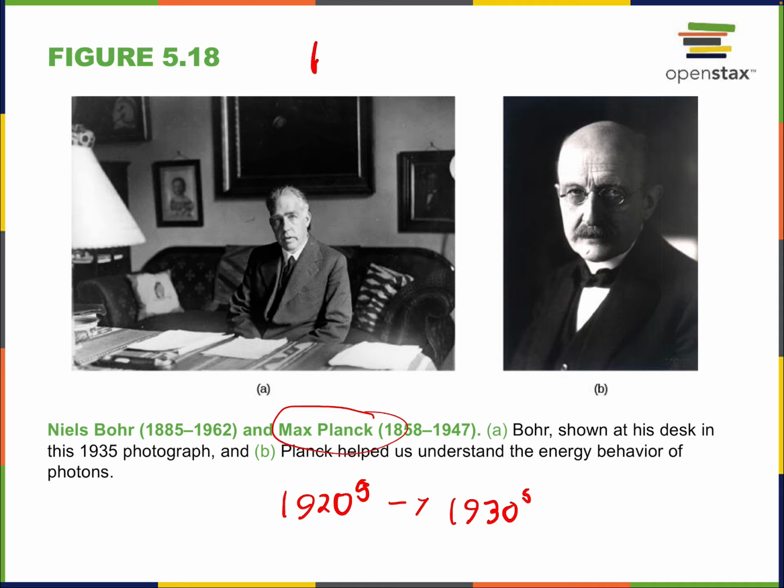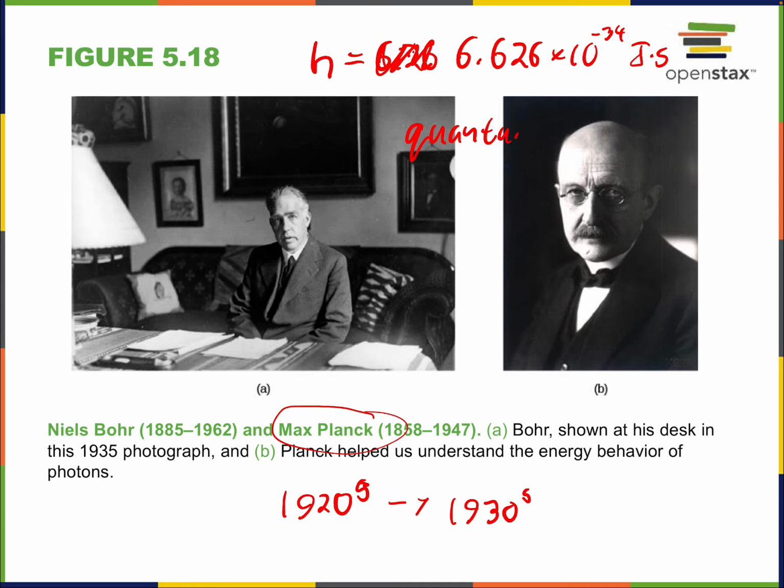And he came up with something called Planck's constant, which is 6.626 times 10 to the negative 34 joule seconds. All right, and this constant allowed him to quantize light itself. And that's why you often hear about this field of study called quantum mechanics, because it was all about taking the universe and breaking it into little chunks that were the smallest chunks that could theoretically exist.